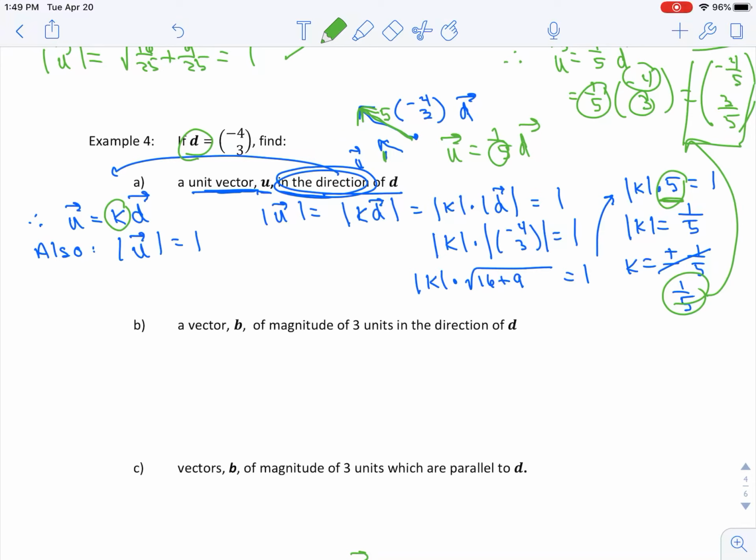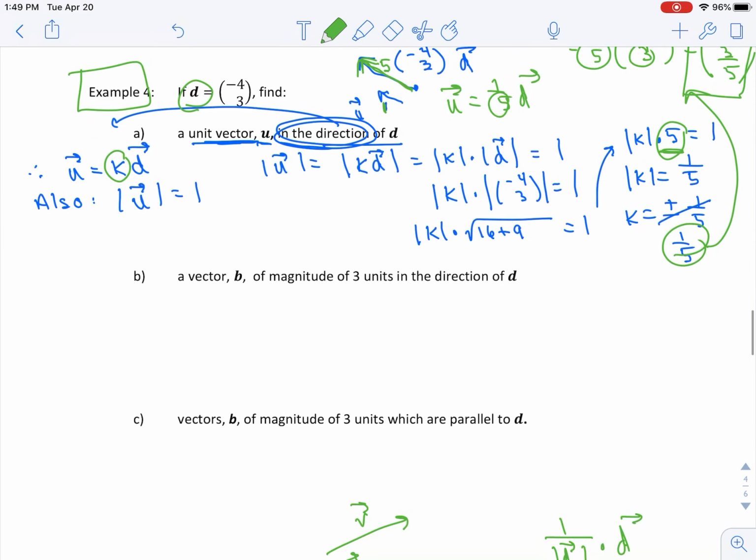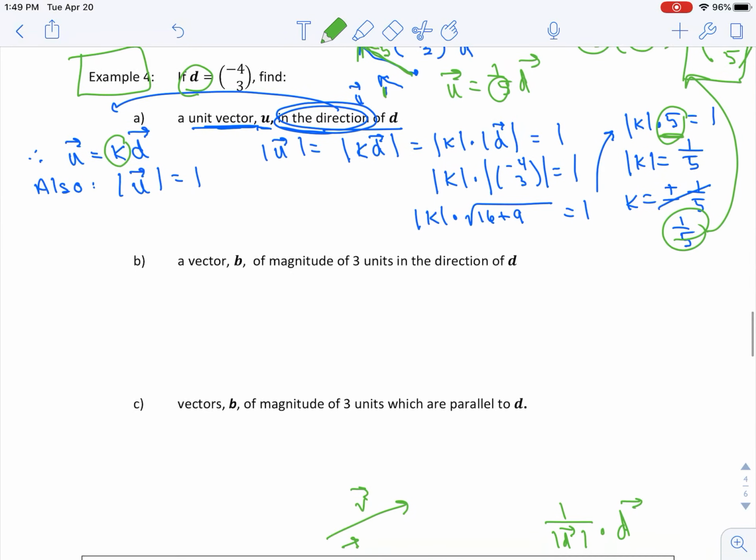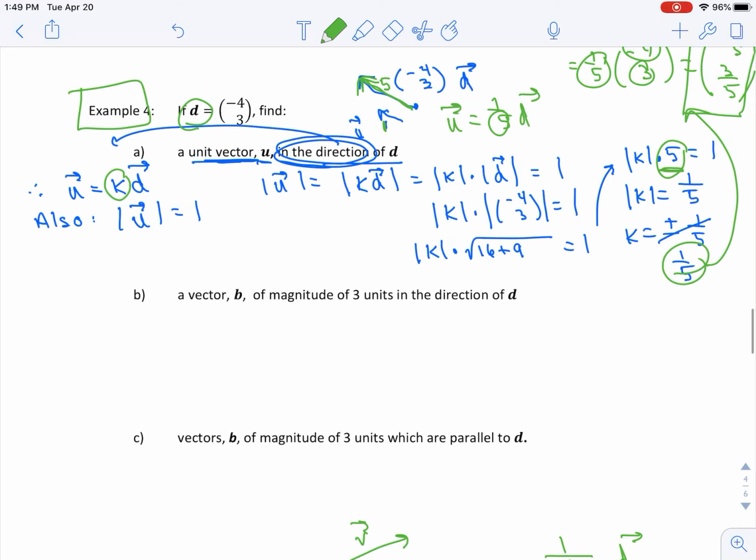This is our second video looking at example 4, so we're going to look at parts B and C, and then write the formulas below. In part B it says we want a vector B with a magnitude of 3 going in the same direction as D, and D is still our vector that we had up here. Again, I just want to point out geometrically what's going on.